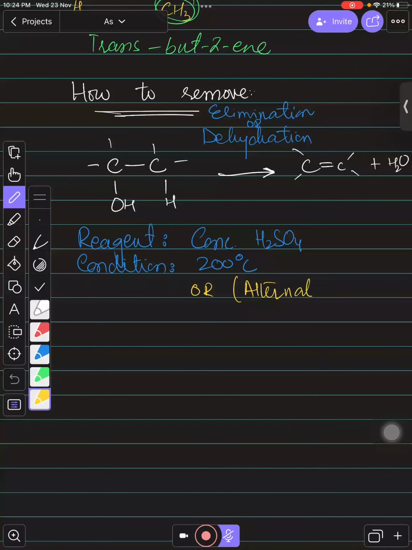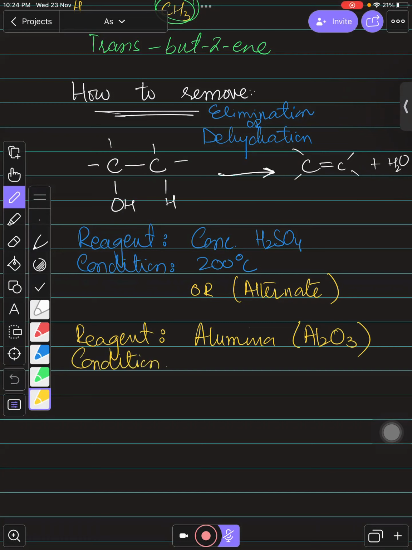We have one more alternate condition and reagent. Suppose you are living in that part of the country where sulfuric acid is not available, you can even use aluminium, which is actually aluminum oxide. You can use this as well, right? And the condition, once you are using aluminum oxide, is that you need to use 350 degrees centigrade temperature. Is it right, children?